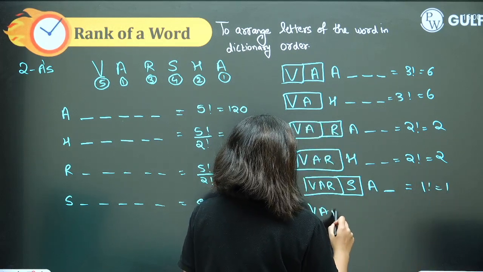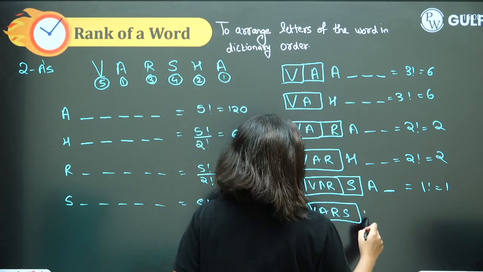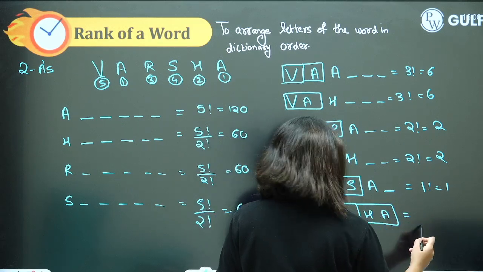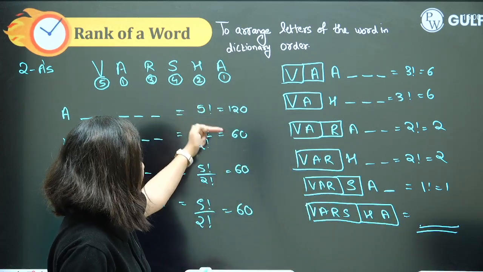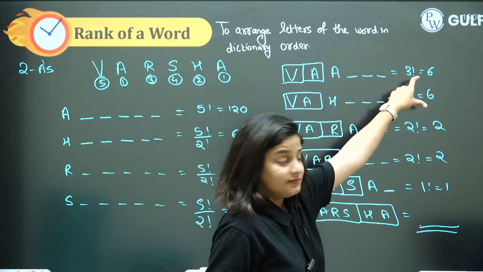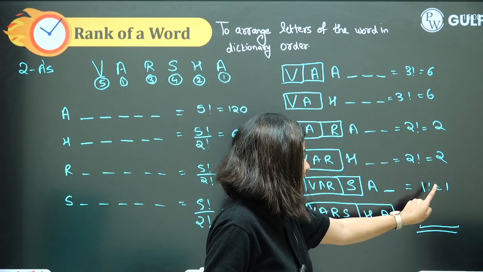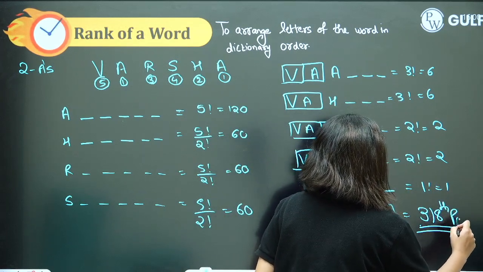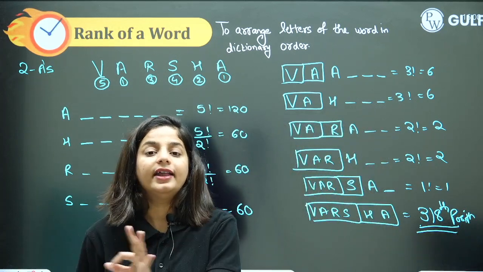And then finally VARS is blocked. After A, the priority will go to H and automatically this will become A. So this is your word. Okay. What is the position of this word? 120 plus 60, 120, 240, 300, 312, 314, 316, 318. This is at 318th position. What is rank of the word Varsha? The rank of the word Varsha is 318.